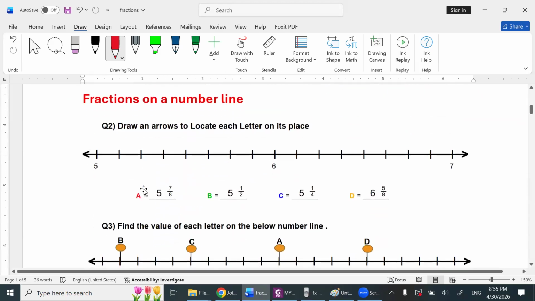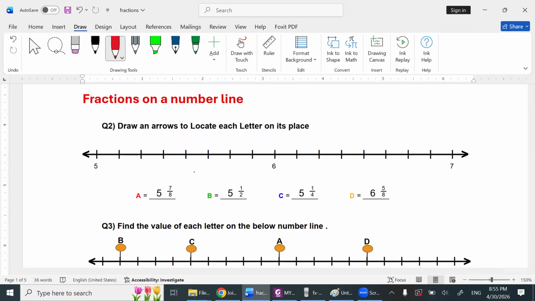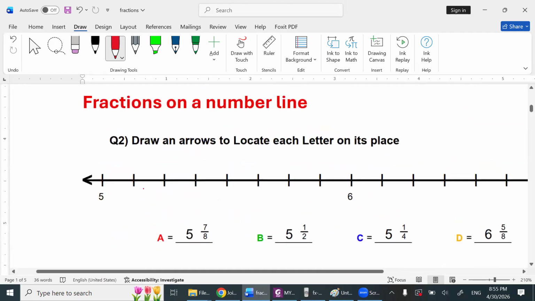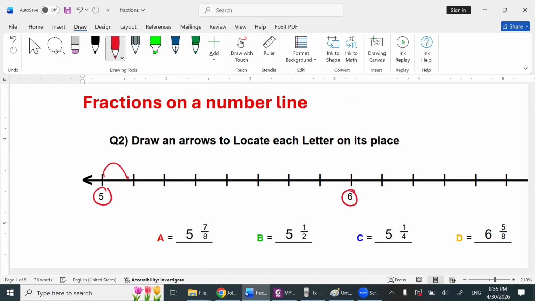The second outcome of this unit is drawing fractions on a number line. First step is you have to calculate the number of jumps or number of intervals between any 2 whole numbers. For example, between 5 and 6, how many jumps? Let's count. 1, 2, 3, 4, 5, 6, 7, 8. Then we can say that we count in eighths. I mean, each time we will add 1 over 8.